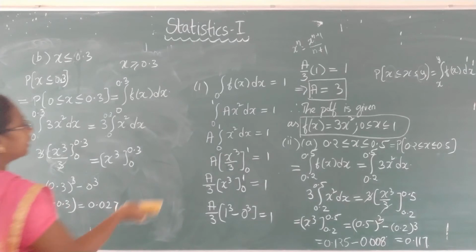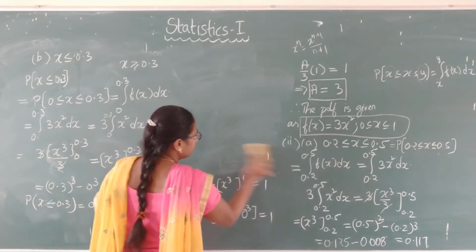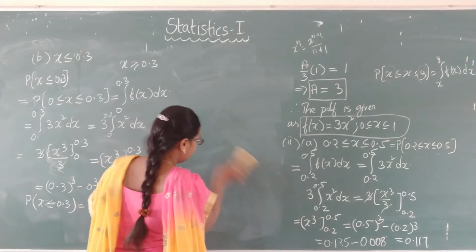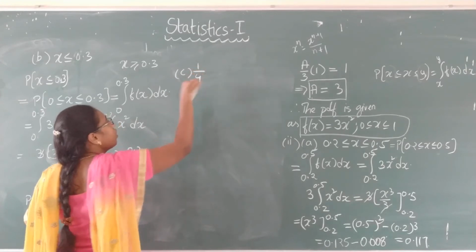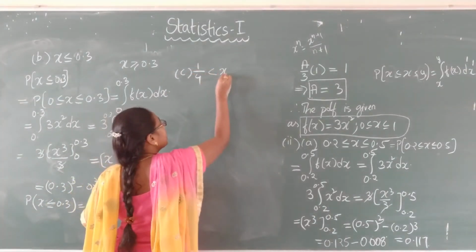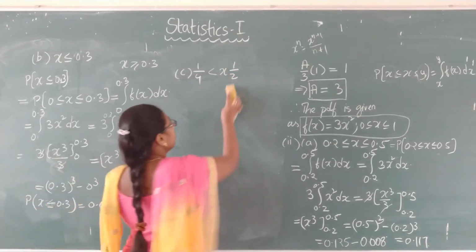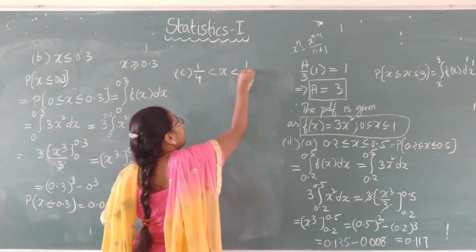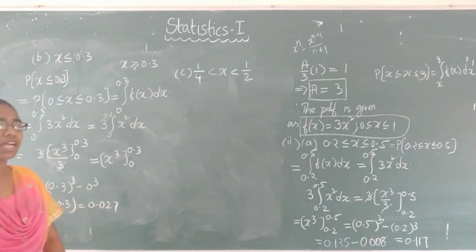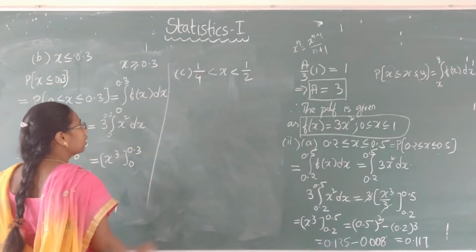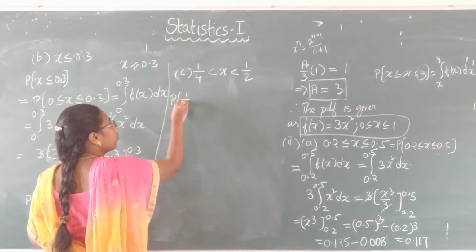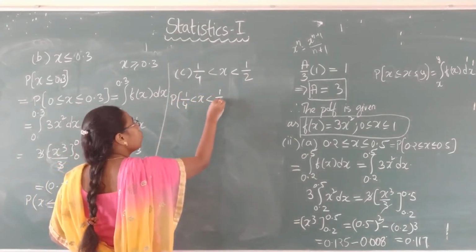We have one more bit in this. So we have the C bit also. What is the C bit? X lies between 1 by 4 and 1 by 2. So generally the decimal values are given in the first and second bit. Here fraction values, no change. In the same way how you got the first two bits, like that only you will be finding the probability here also. So here we are going to find the probability of 1 by 4 less than x less than 1 by 2.